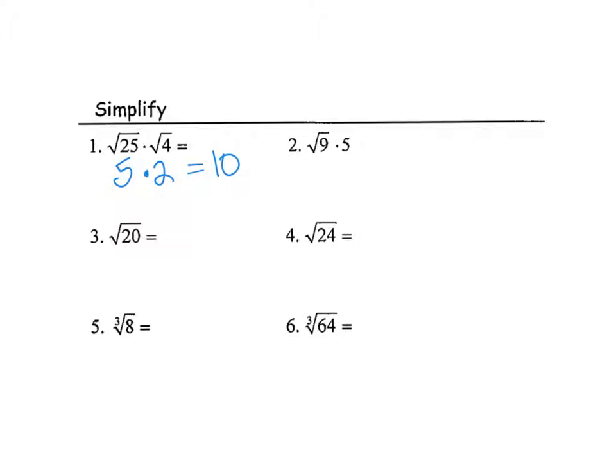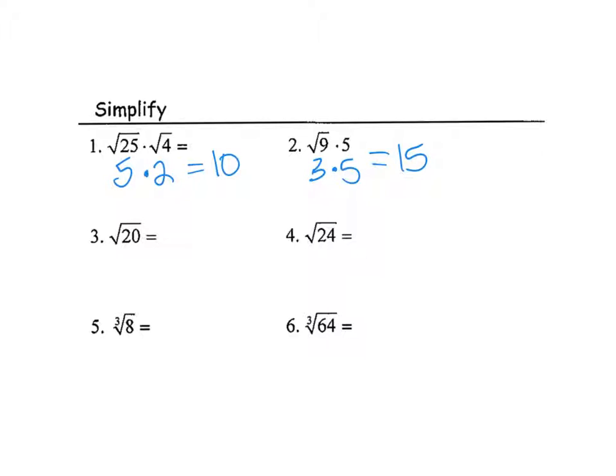Number 2. Only the 9 is under the square root, my friends. What is the square root of 9? 3. What is 3 times 5? 15. So your answer to number 2 is 15. Go bit by bit. Don't rush anything.